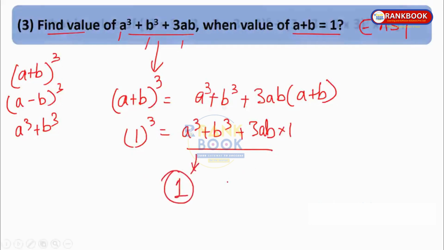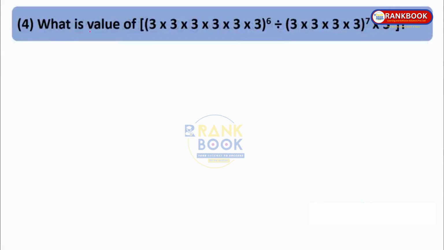Moving to question number 4. What is the value of 3 into 3 into 3 into 3 into 3 into 3 raised to 6 divided by 3 into 3 into 3 into 3 raised to 7 into 3 raised to 4?